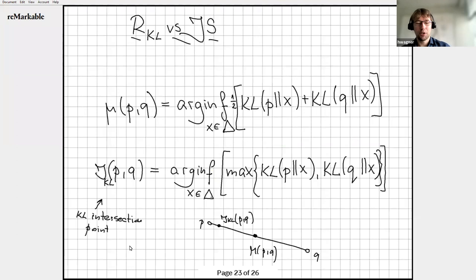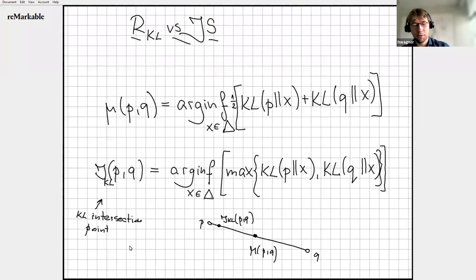And now the question is how the two compare. Ultimately, we would like to use the KL intersection radius because we have this nice interpretation for it. But on the other hand, we have this easy to compute thing, which is the Jensen-Shannon divergence, and they minimize kind of similarly looking things, but the expressions are quite different, and also the points can be completely different.